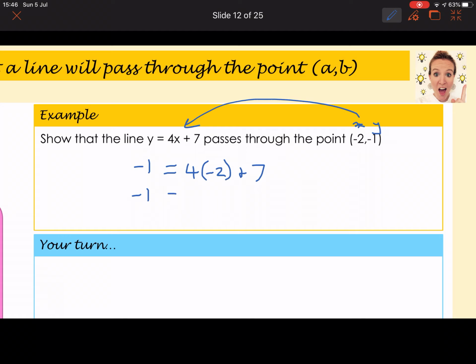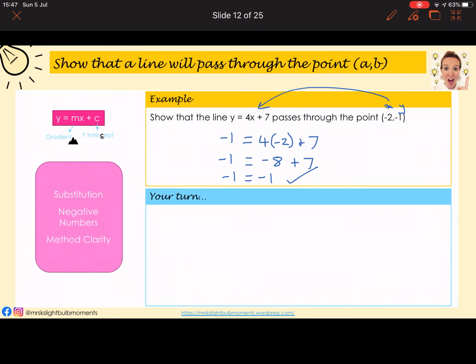Now leave the left-hand side like that. The right-hand side, 4 lots of -2 is -8, +7. What's -8 plus 7? It is -1. Fantastic. So because that is true, it means the point does lie on that line. The x and y are in that relationship with each other. If you multiply x by 4 and you add 7, you get y. Okay, so it's just testing whether they work in the line equation.